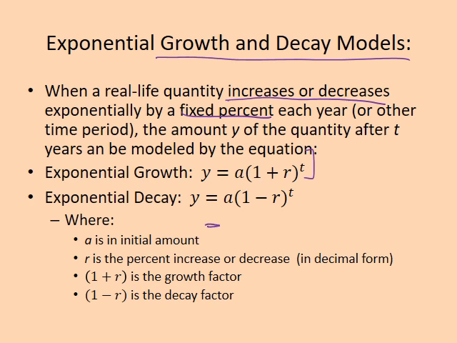A is the initial amount for both of them. R is the percent increase or decrease in decimal form. In decimal form is very important. 1 plus r is the growth factor, or 1 minus r is the decay factor.